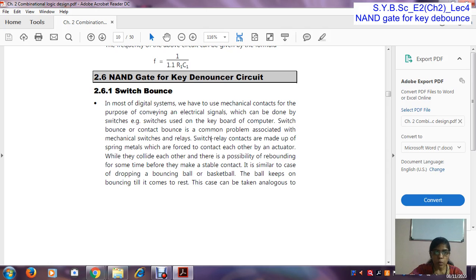In the case of dropping a bouncing ball or basketball, the ball keeps on bouncing till it comes to rest.